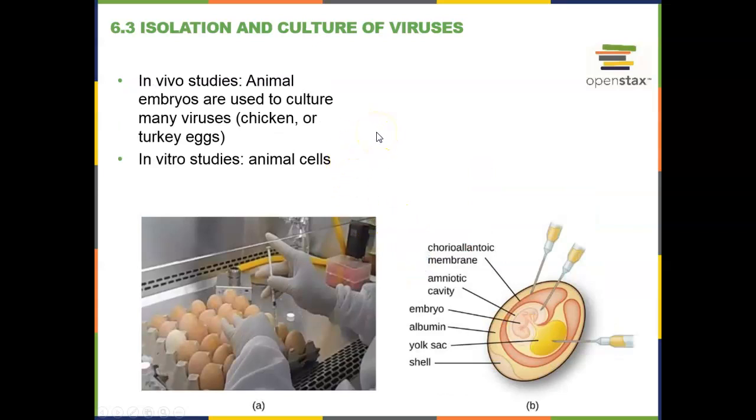So here is a figure showing the utilization of animal embryos, so chicken eggs and turkey eggs, where we infect them and we use those cells or those living structures to grow our animal viruses. And then with that we can get the viruses out and we can produce our vaccines or do whatever studies we're doing.